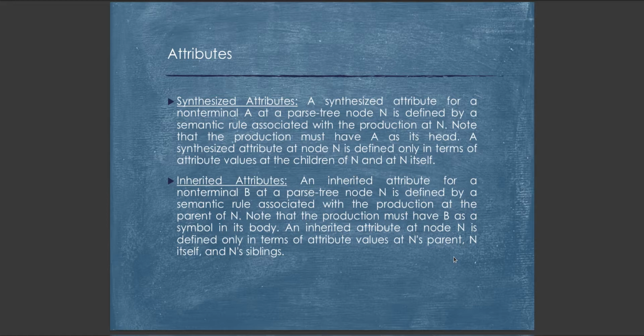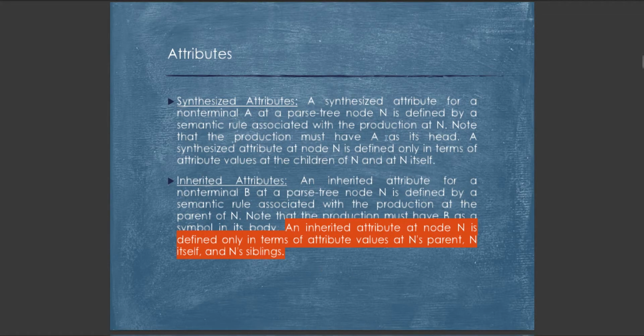ইনহেরিটেড অ্যাট্রিবিউট বলি আমরা সেই প্রপার্টিগুলোকে যেখানে একটা নোডের প্রপার্টি বের করার জন্য শুধুমাত্র তার চাইল্ডের ভ্যালু দিয়ে সম্ভব না হয়, যদি তার সিবলিংসের ভ্যালু, তার প্যারেন্টসের ভ্যালু সেই প্রপার্টিটা ক্যালকুলেট করার জন্য লাগে, তাহলে সেই অ্যাট্রিবিউটটাকে আমরা বলি ইনহেরিটেড অ্যাট্রিবিউট। So an inherited attribute at node n is defined only in terms of attribute values at n's parent, n itself, and n's siblings.